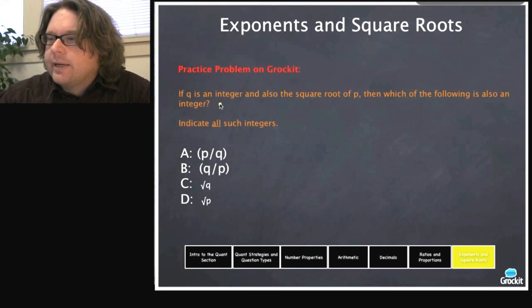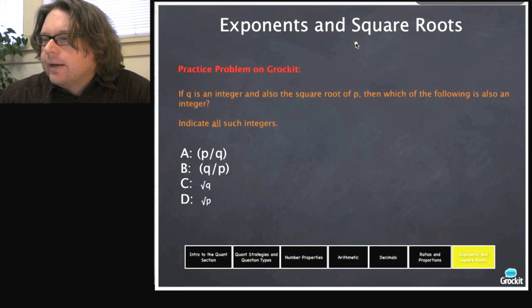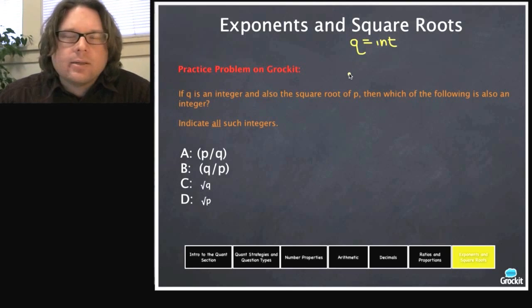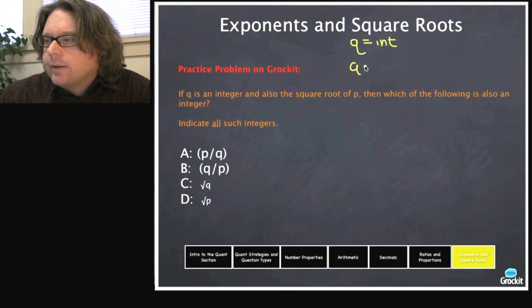So here's an actual problem. Q is an integer and also the square root of p. Then which of the following is also an integer? So we have Q equals an integer, and we know that Q is the square root of p, so Q times Q equals p.